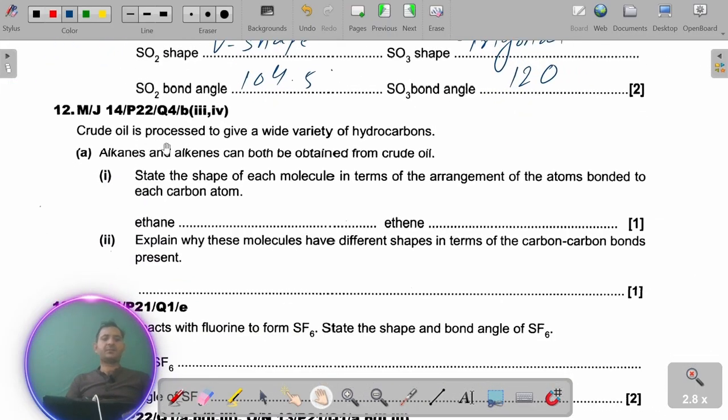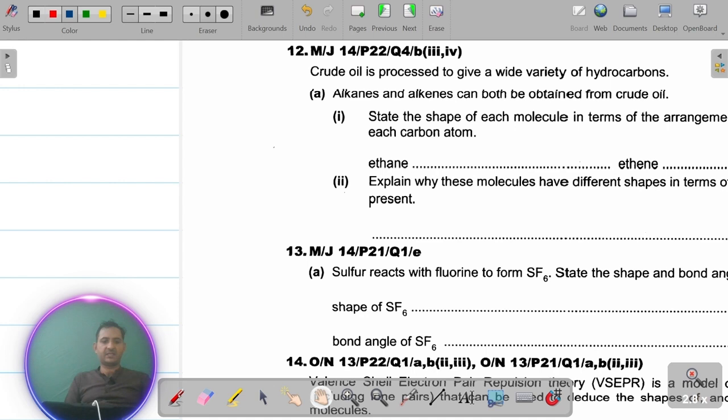Crude oil is processed to give a wide variety of hydrocarbons. Alkanes and alkenes can both be obtained from crude oil. State the shape of each molecule, in terms of the atoms around each carbon, in ethane and ethene. Shape. Okay, we know ethane is just like this.